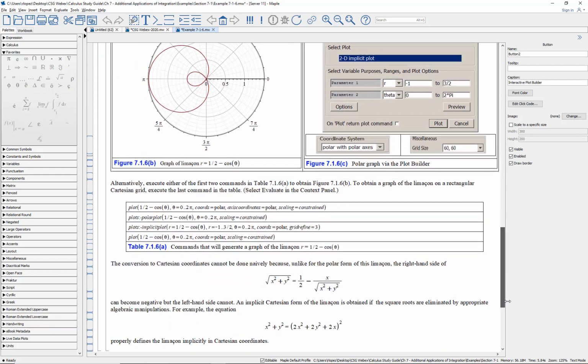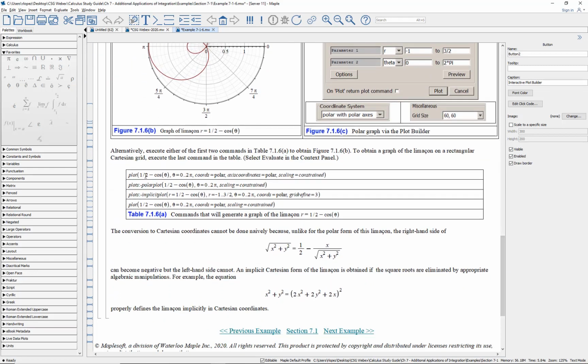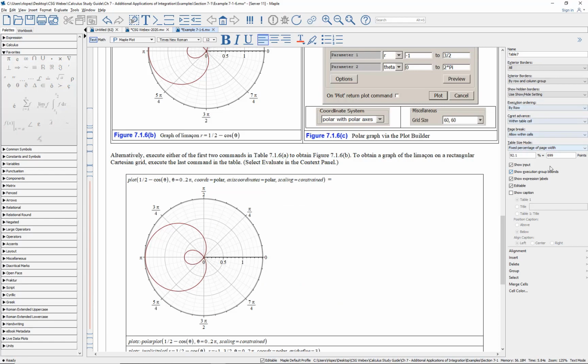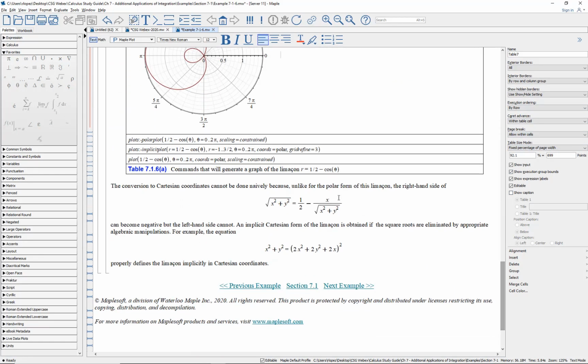And finally, there's this table down here that has commands that will draw the graph. If you want to execute these, you would first click on it, right click on it, and you change it to executable math. And you see it goes from gray to blue. And then you could hit evaluate here in the context panel. So you can experiment with these commands to draw those graphs.